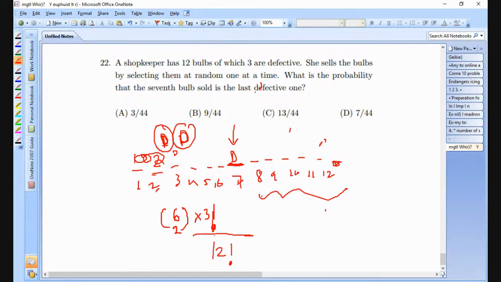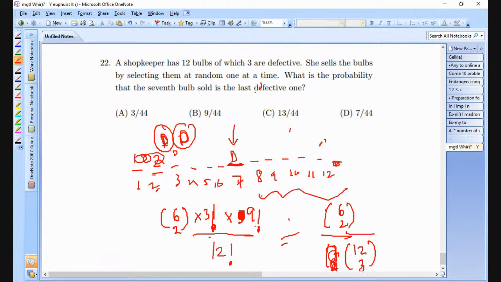Okay. Into the rest of the 4 factorial, 8, 9, 10, 11, 5 factorial. No, wait, it's not 5 factorial. What is left? I think what is left is 9 factorial. Okay, so it's also coming out as 6 choose 2 by 12 choose 3. Check if it's coming out to be the same thing. Sneha, is it coming out to be the same thing?